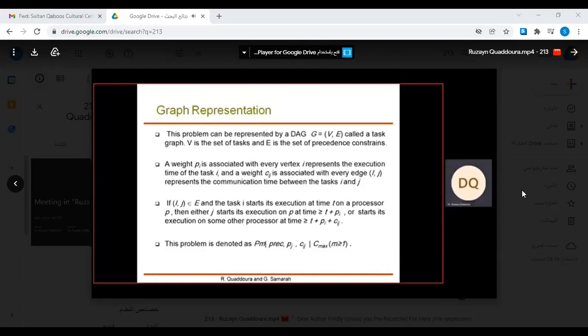This problem is denoted as Pm | precedence, Pi, Cij | Cmax, where Pm is the number of processors, precedence represents the precedence constraints, Pi represents the execution time of every task i, and Cij is the communication time between task i and task j. The objective is to find Cmax.